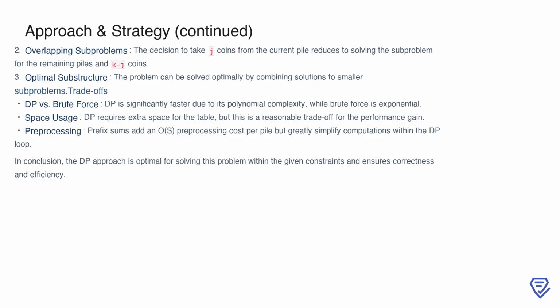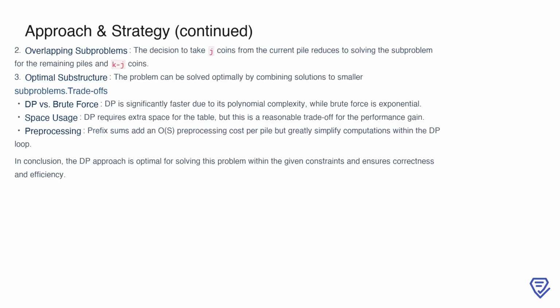loop. Second, the problem exhibits overlapping subproblems, since the decision to take j coins from the current pile reduces to solving the subproblem for the remaining piles and k-j coins. Third, it demonstrates optimal substructure, meaning the overall solution can be derived by combining solutions to smaller subproblems.